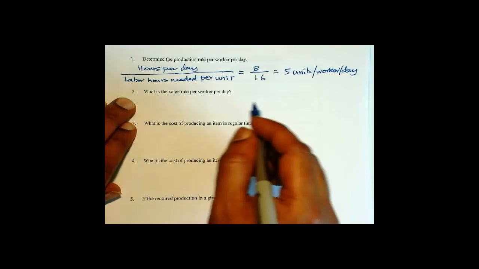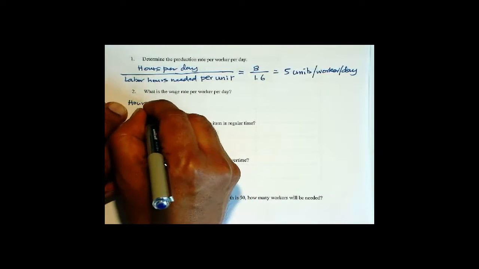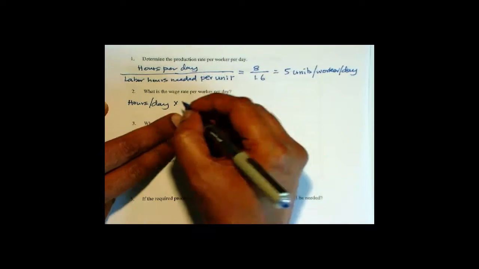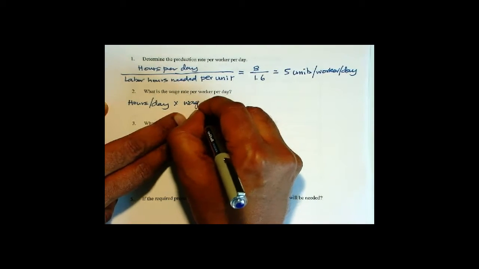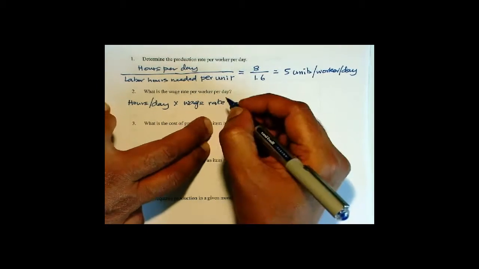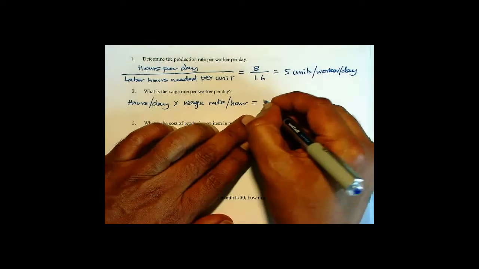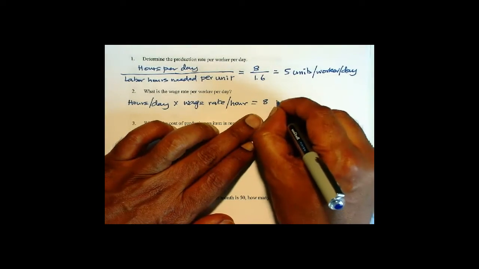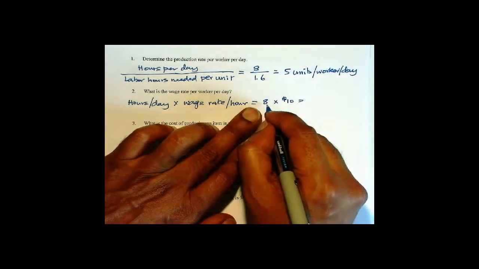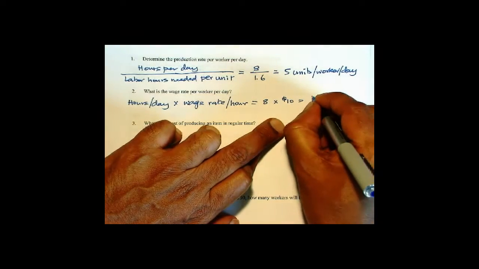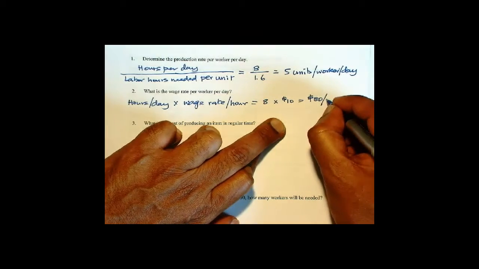This is hours per day multiplied by wage rate per hour. So 8 times $10. Again, we know 8 hours a day and our wage rate is $10. So it is $80 per worker per day.